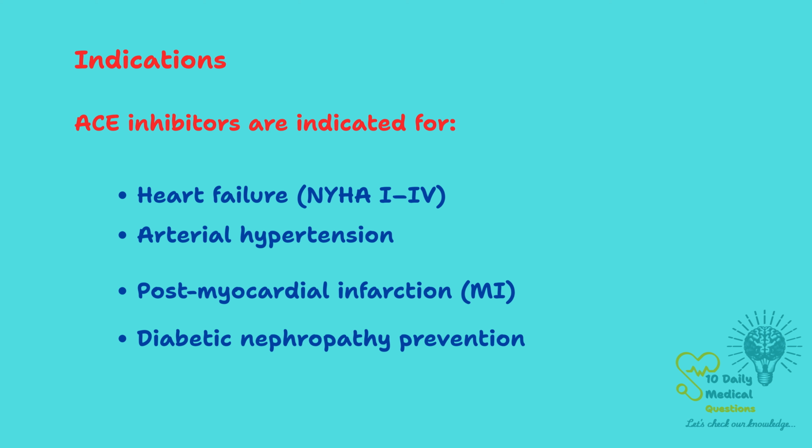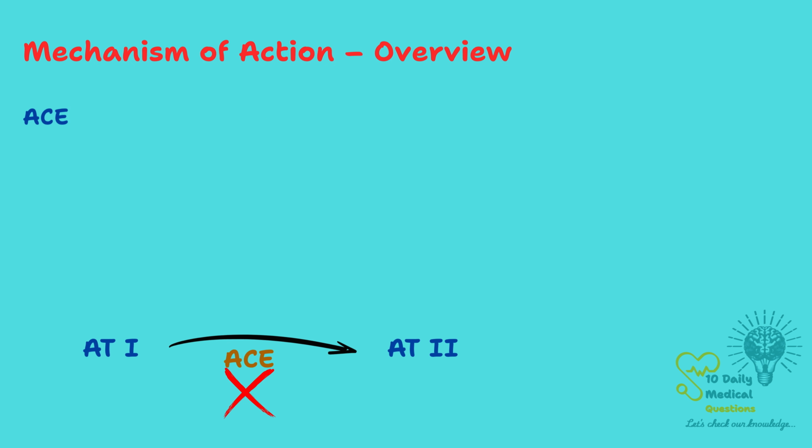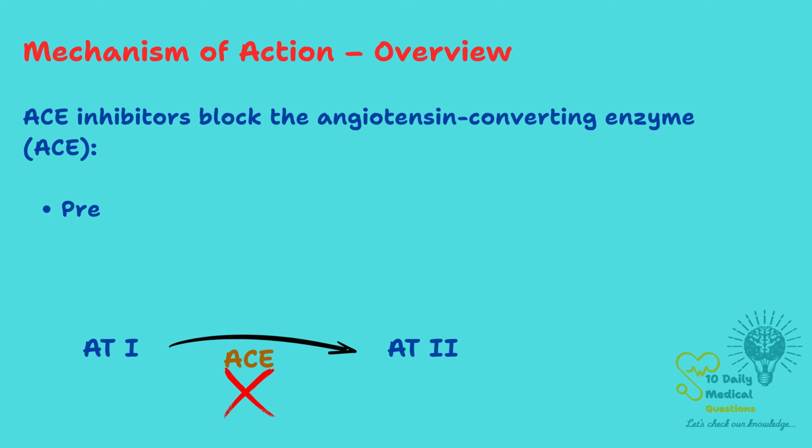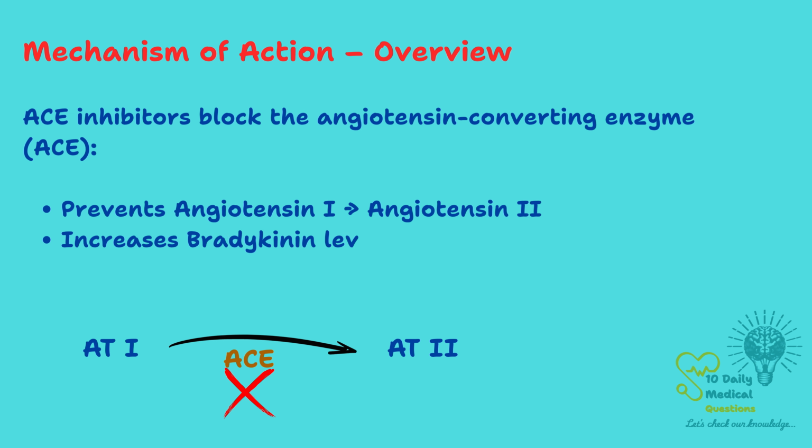Now let's explore how they work. Pharmacodynamically, ACE inhibitors block the conversion of angiotensin I to angiotensin II by inhibiting the angiotensin-converting enzyme. This leads to multiple beneficial effects.